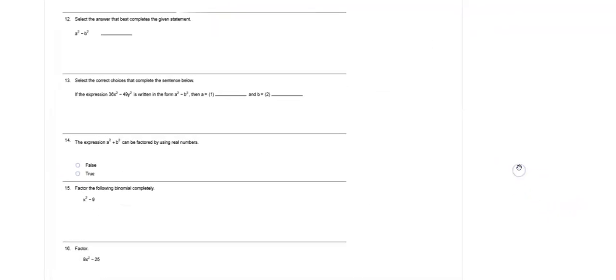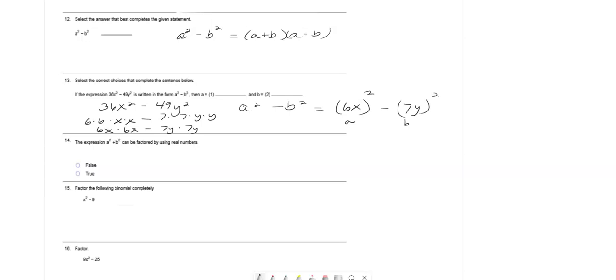For example, number 12, select the answer that best completes the given statement. So the screen prior to this gave you a list of formulas. This formula is for the difference of two squares. And the formula for the difference of two squares gives you the factors that are equal to a plus b times a minus b.